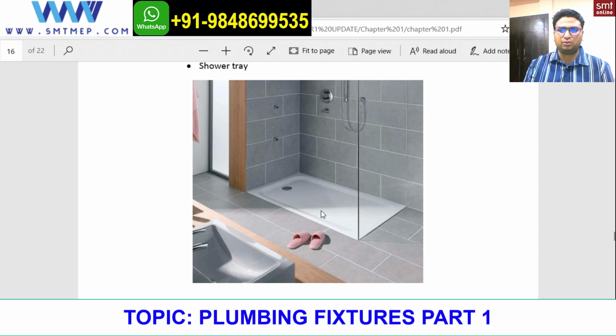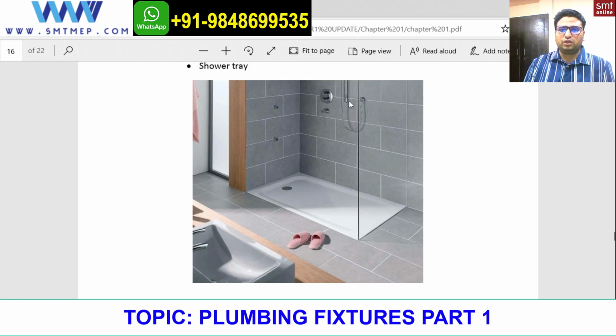Now it's a shower tray over here. Here we are not talking about the shower, we are talking about the shower tray, and this white color is what you're seeing as a shower tray. Now this will generally be seen in bathrooms, where it is used just to drain out the water. The water should not come in this area, neither in this area.